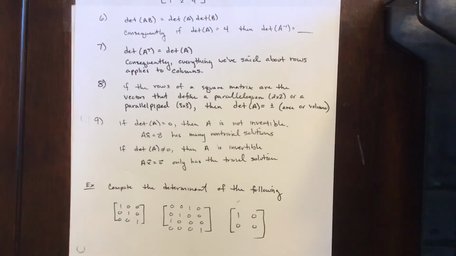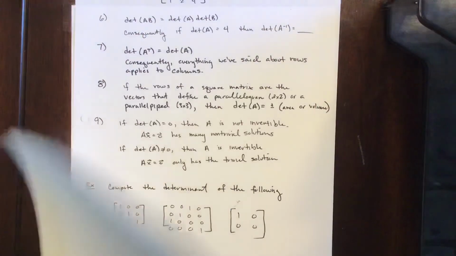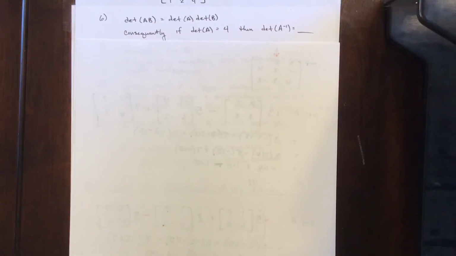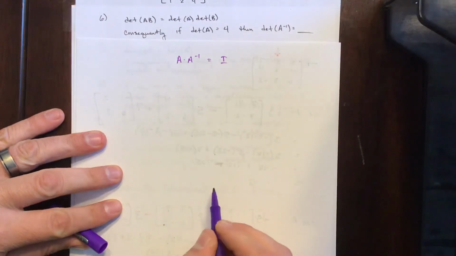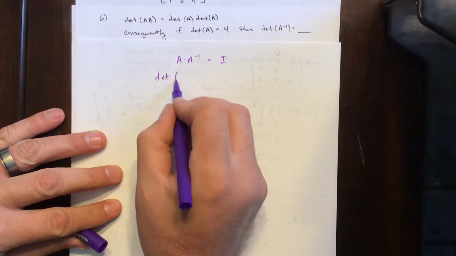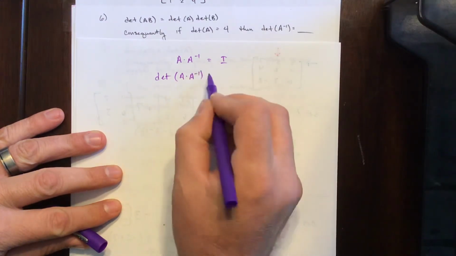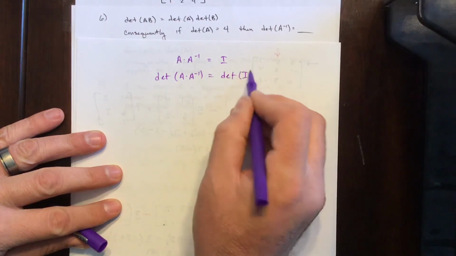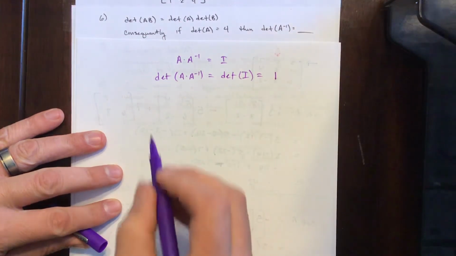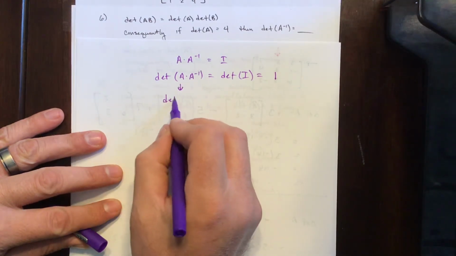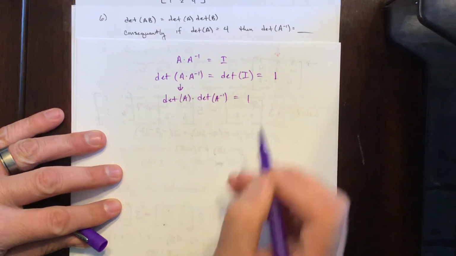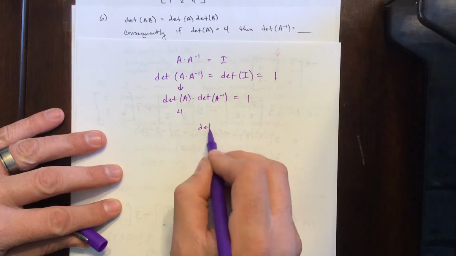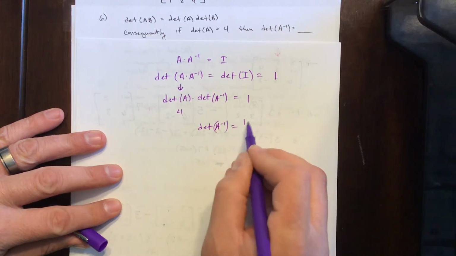So consequently, if the determinant of A is 4, then the determinant of A inverse is what? Well, let's see. A times A inverse is the identity matrix. Using this property, the determinant of A times A inverse is equal to the determinant of the identity matrix, which we know to be 1 by property number 1. But this is also the determinant of A times the determinant of A inverse, and this is 4, so the determinant of A inverse is a 4th.